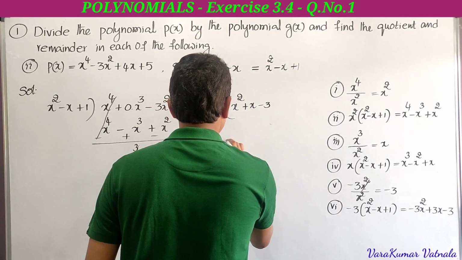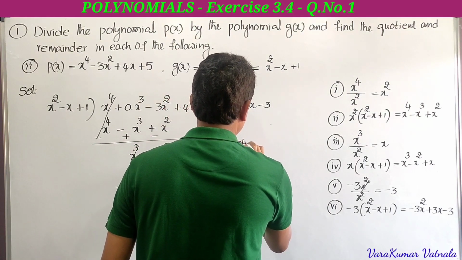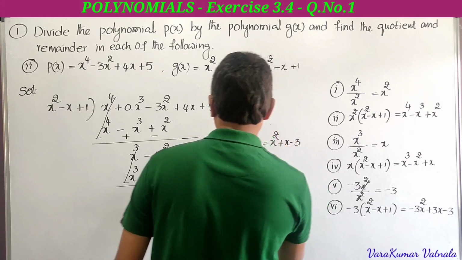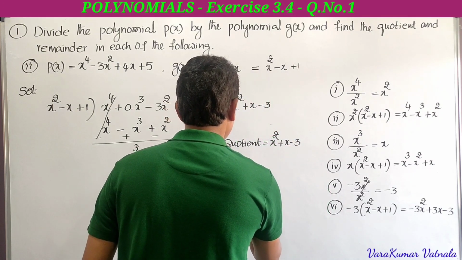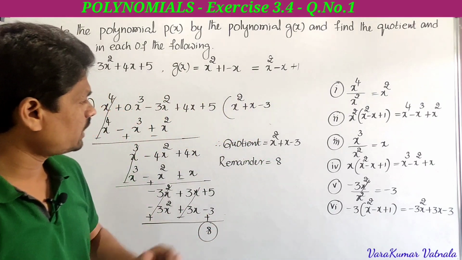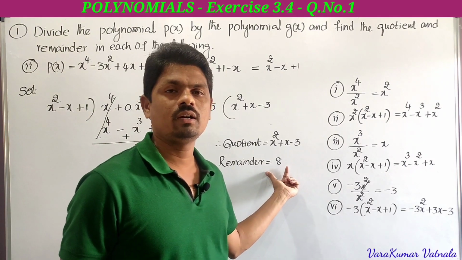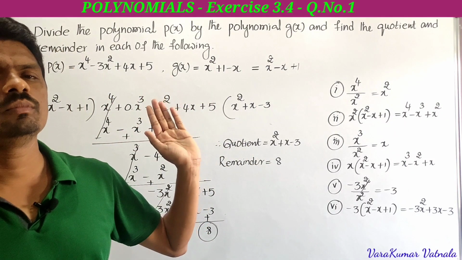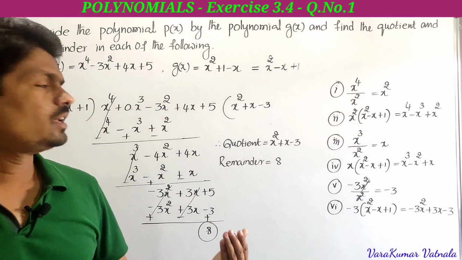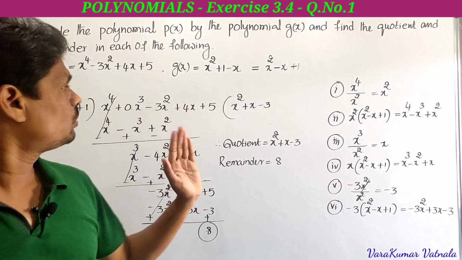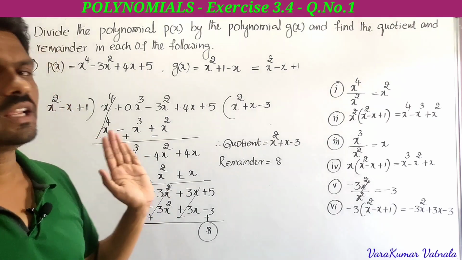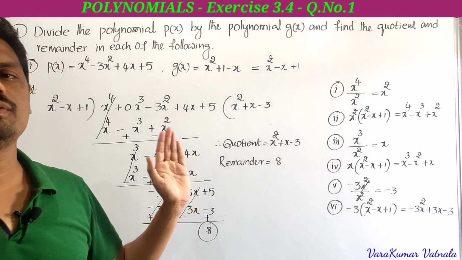So we can write: quotient is equal to x square plus x minus 3, and remainder is equal to 8. So this is the second bit in the first problem. Simply you have to follow the steps, you can do it very easily. Here you must be careful with the signs, plus and minus, and then you can do it very easily.